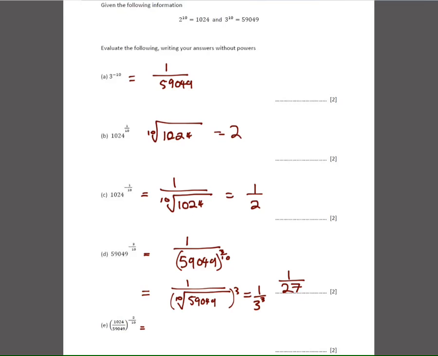Okay, this final question here, the negative sign again takes the reciprocal. The reciprocal of the fraction is the flipped fraction, I guess. So it's 59049 divided by 1024 to the power of 2 tenths. 2 tenths is the 10th root squared. The 10th root of the numerator is 3. The 10th root of the denominator is 2. And then we're going to square it. When we square 3 over 2, we get 9 over 4.